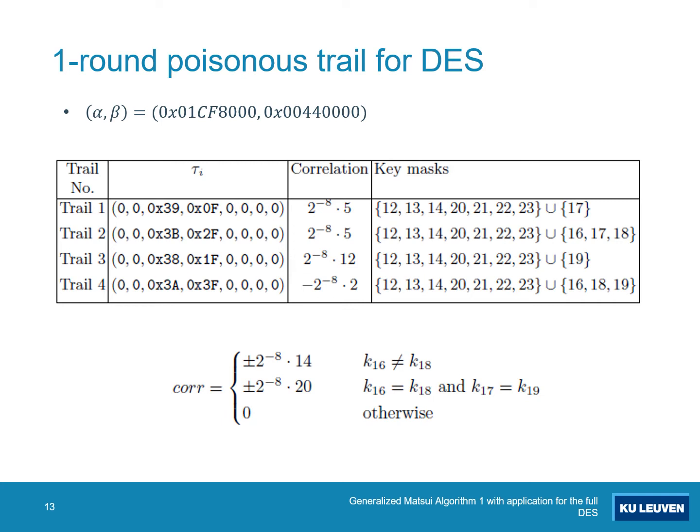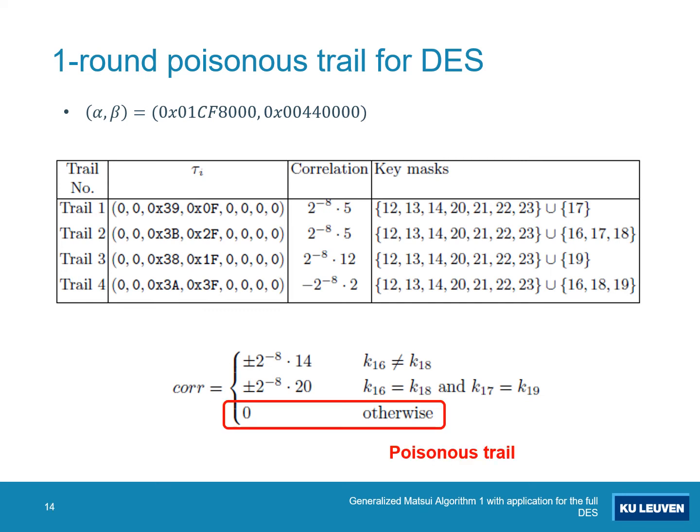While alpha and beta have fixed values, the tau intermediate masks might take 4 different values. Each tau mask leads to a different correlation and to a different key mask. While the key mask is equal to the tau mask, we use the set notation to specify which of the round key bits are actually involved in the computation of the correlation. Note that the correlation of the 1-round hull might take 3 different values, depending on some key bits constraints.